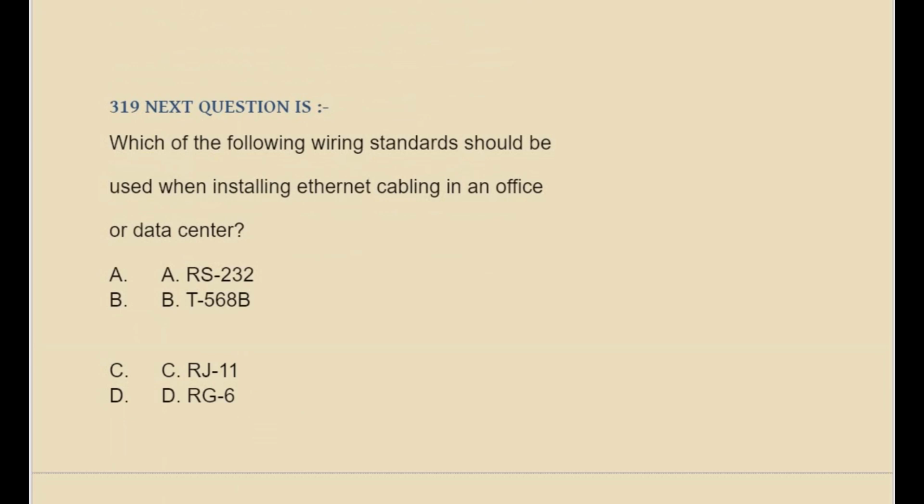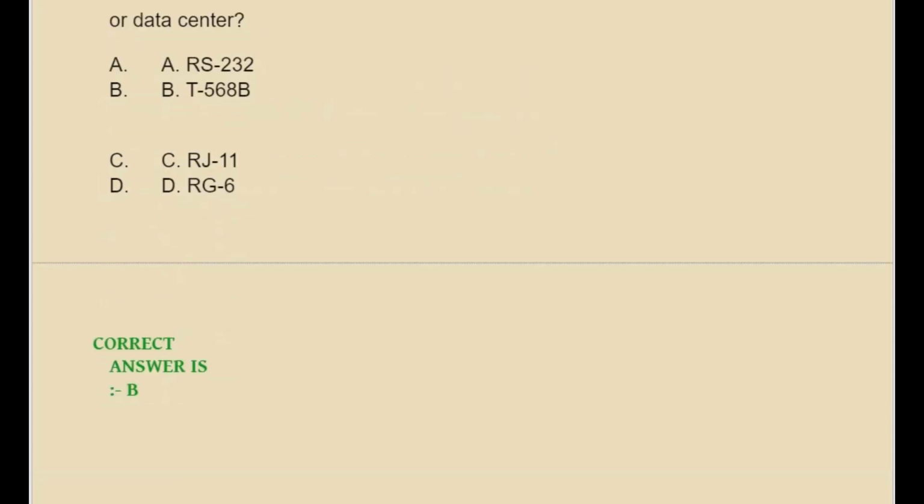Question is which of the following wiring standards should be used when installing Ethernet cabling in an office or data center? Option A. RS-232. Option B. T568B. Option C. RJ11. Option D. RG6. Correct answer is option B.